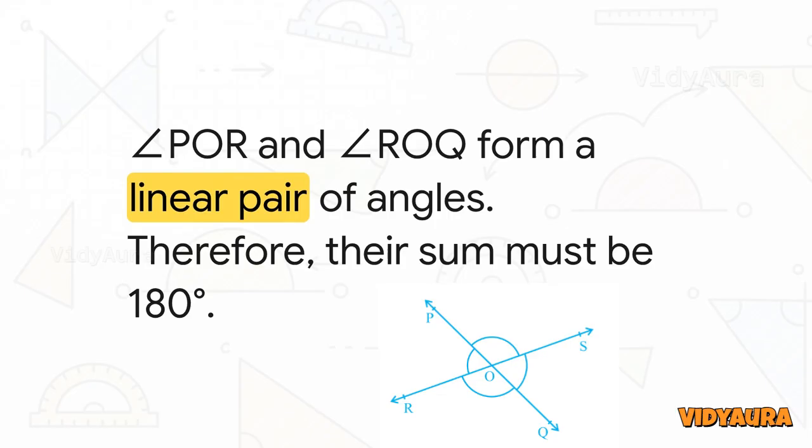Look for a straight line. See line PQ? Angles POR and ROQ are sitting right on it. That means they form a linear pair. And what do we know about linear pairs? Right, they add up to 180 degrees. So angle POR plus angle ROQ equals 180. That's our first step, our key to unlocking this whole problem.